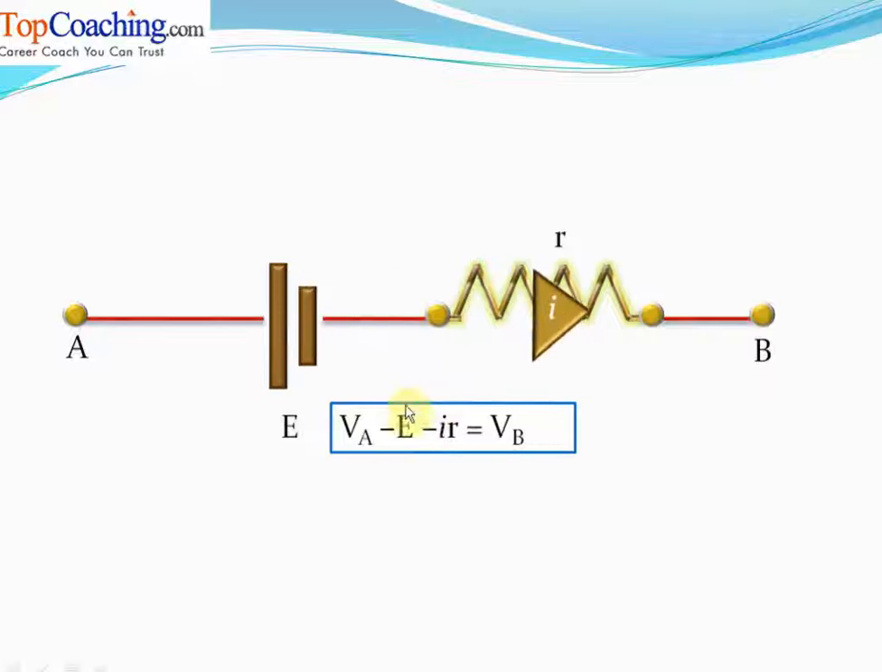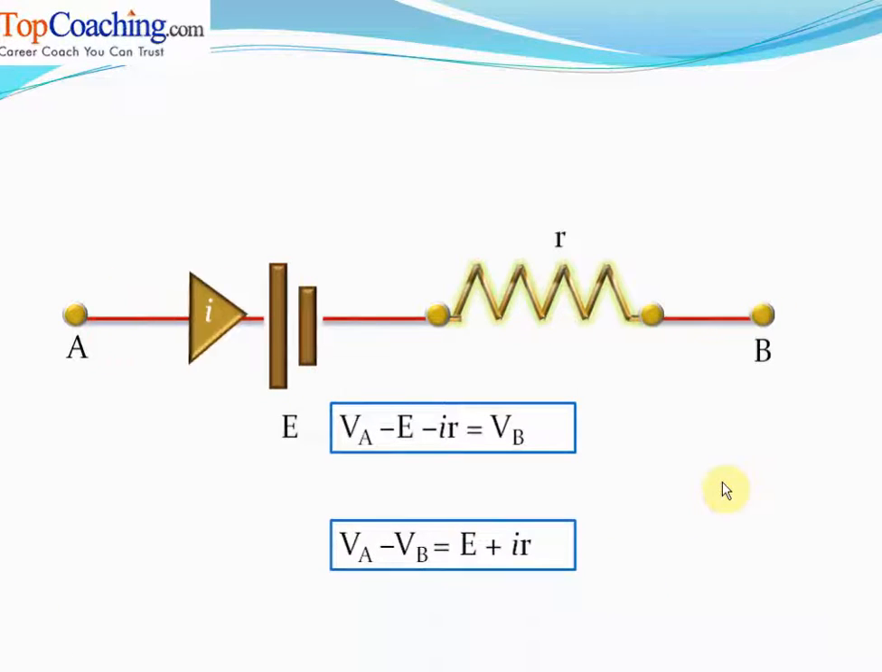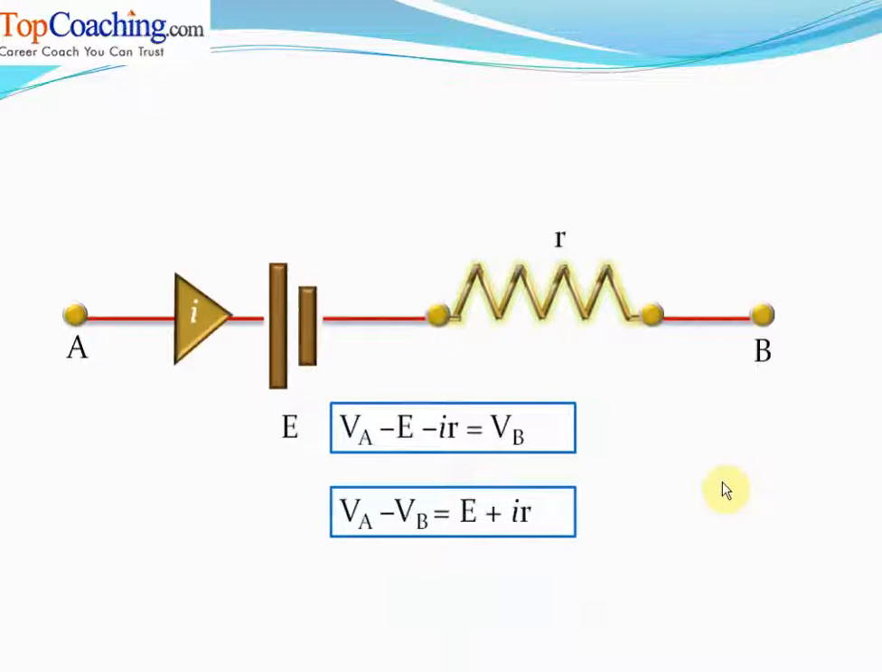I've written minus E because the potential of the battery is decreasing from left to right. I've written minus IR because left to right is the direction of the flowing current, and in the direction of the current, the potential difference across a resistor decreases. Therefore, when we simplify this expression, we get VA minus VB equal to E plus IR.